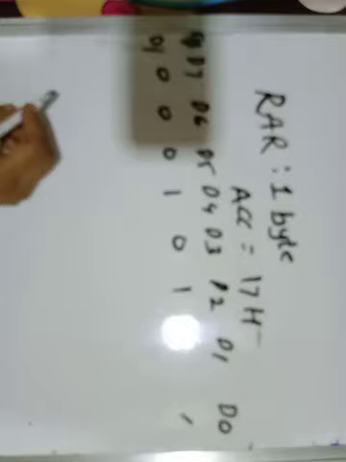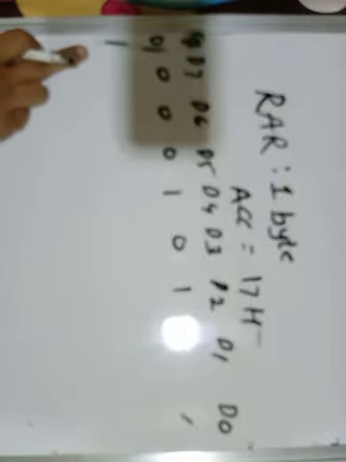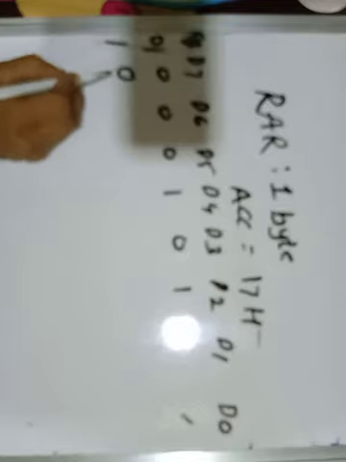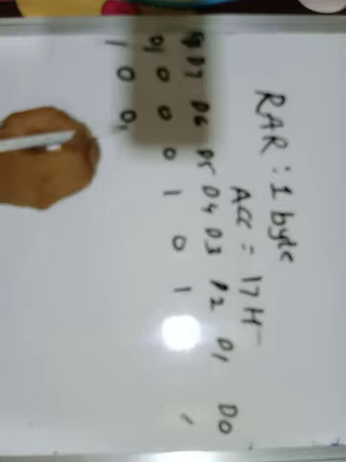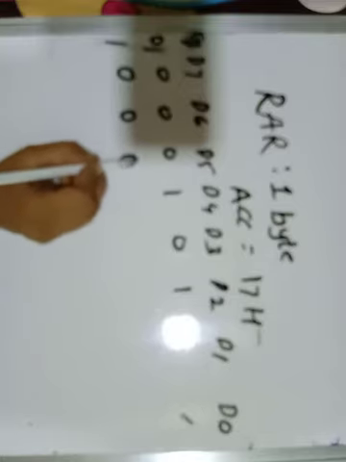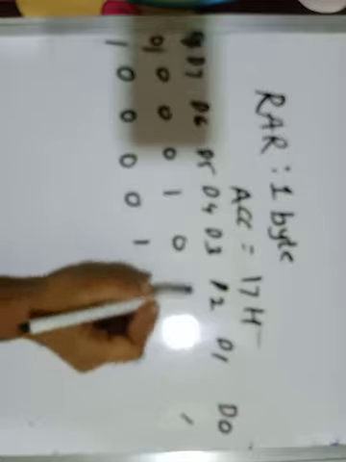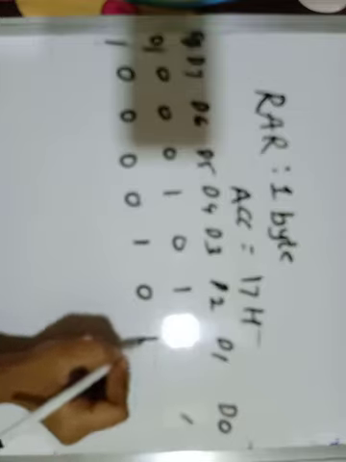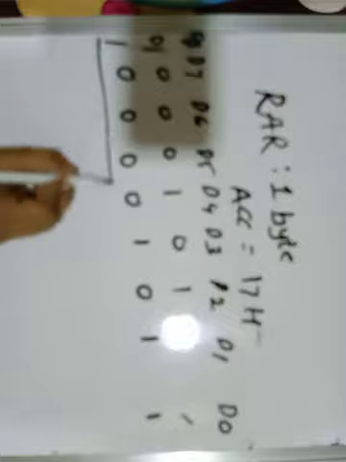Now what we will do, D0 goes to carry. D0 goes to carry, means 1 goes to carry. Then carry goes to D7, means carry having 0, so you put that into D7. Then D7 goes to D6. D6 goes to D5. D5 goes to D4. D4 goes to D3. D3 goes to D2 and D2 goes to D1. D1 goes to D0. So this is your final answer.